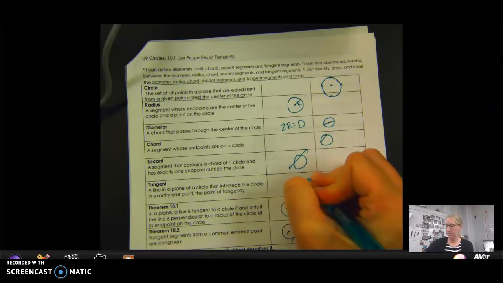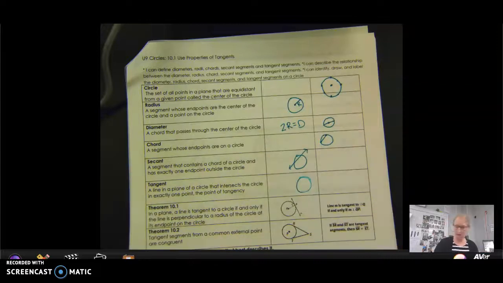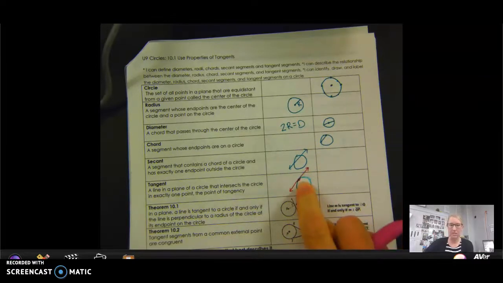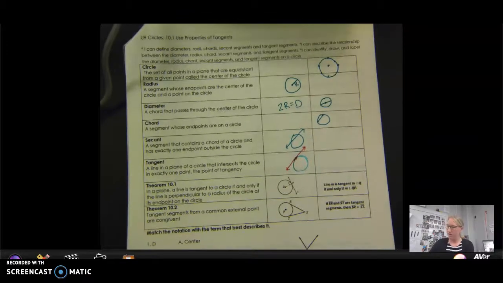A tangent is a line in a plane of a circle that intersects at exactly one point. So let's say I have a circle, and there's a point on that circle. The tangent intersects just at one point. Now it may look like this tangent intersects at multiple points, but a tangent just intersects at one point.